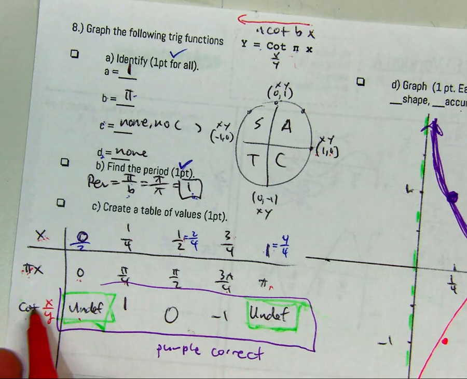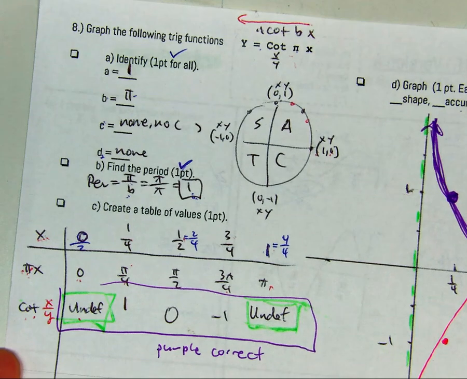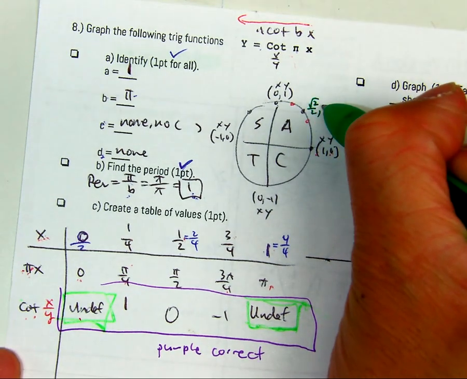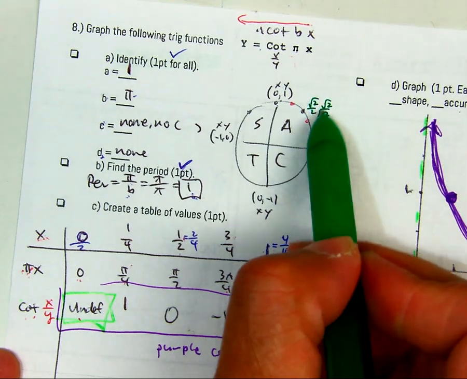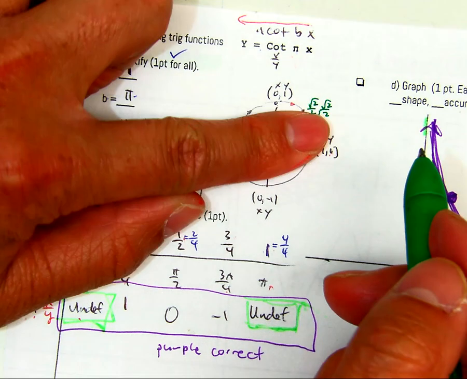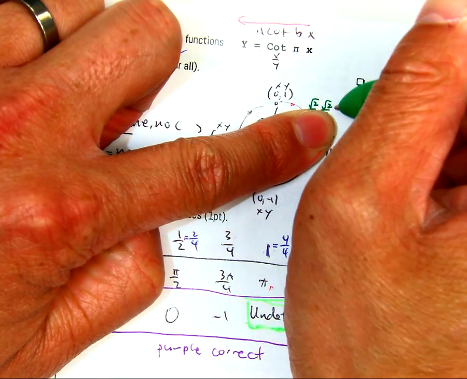Cotangent at pi over 4, it's this second notch in the middle there. And the second notch has an ordered pair of radical 2 over 2, comma, radical 2 over 2. And so cotangent is the x over the y. And my trick is just to cover up the 2's there. And so it's just radical 2 over 2, which is 1.